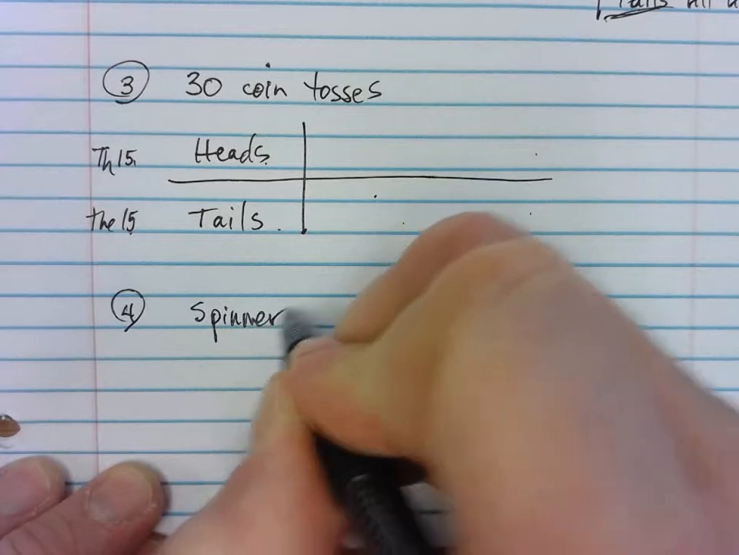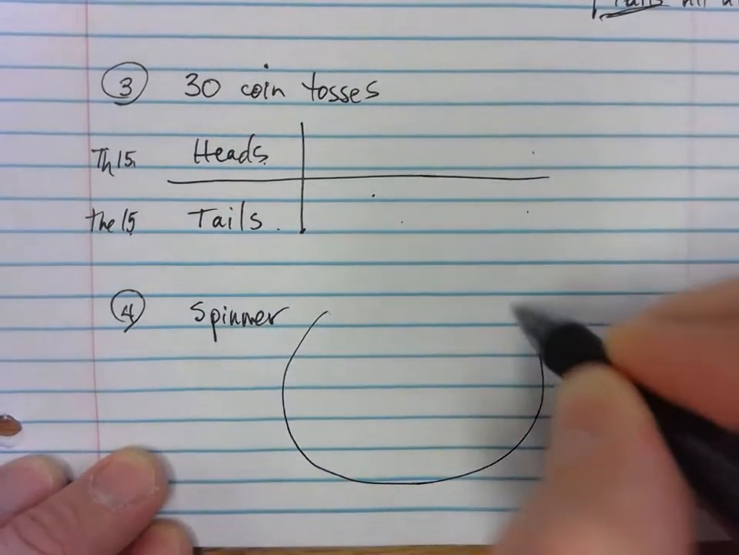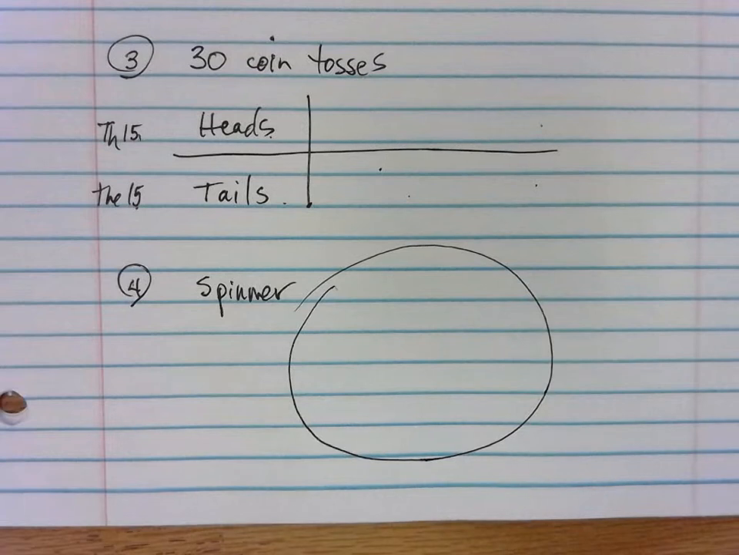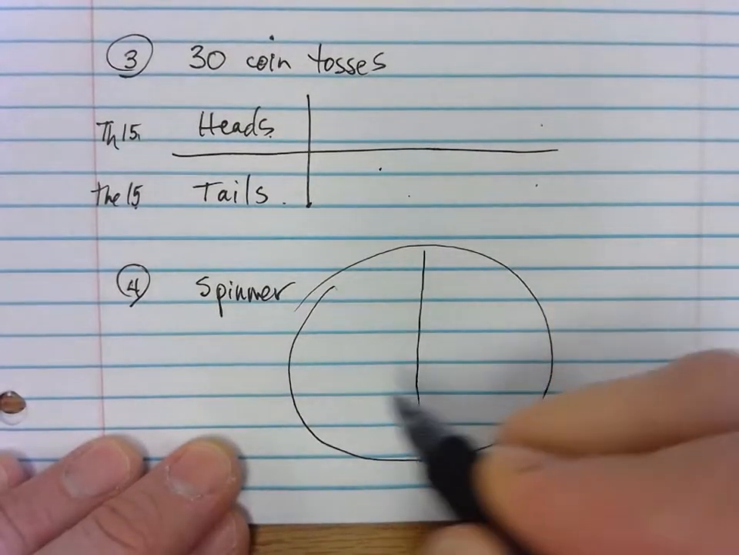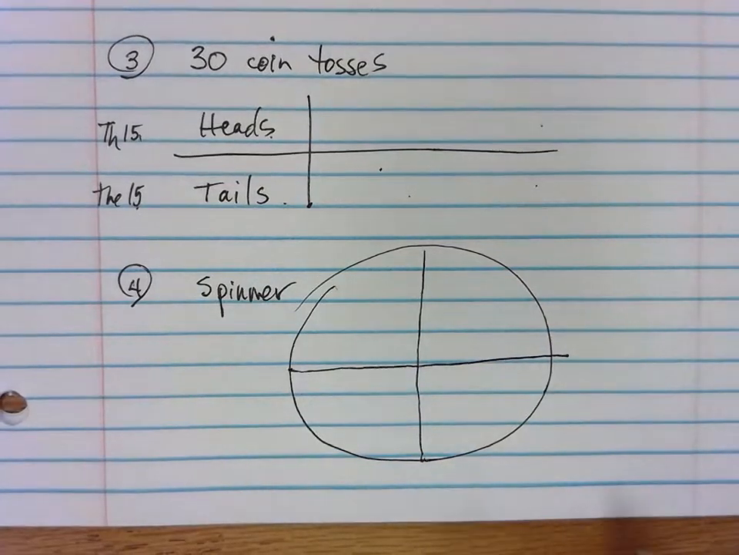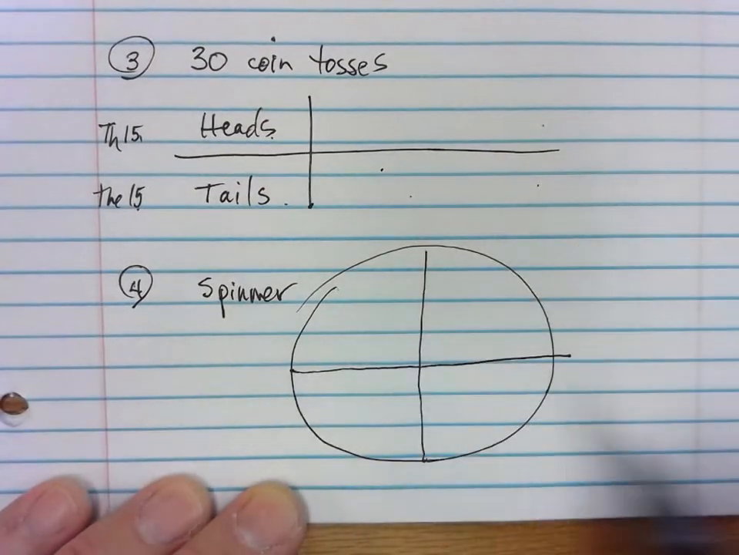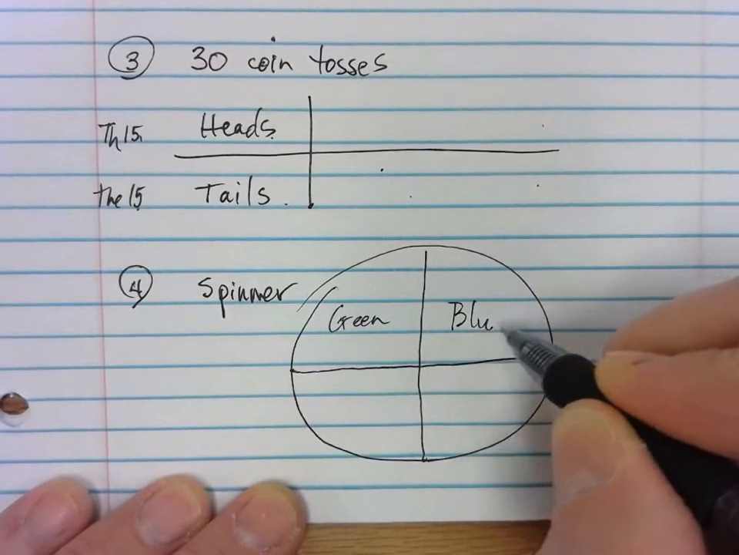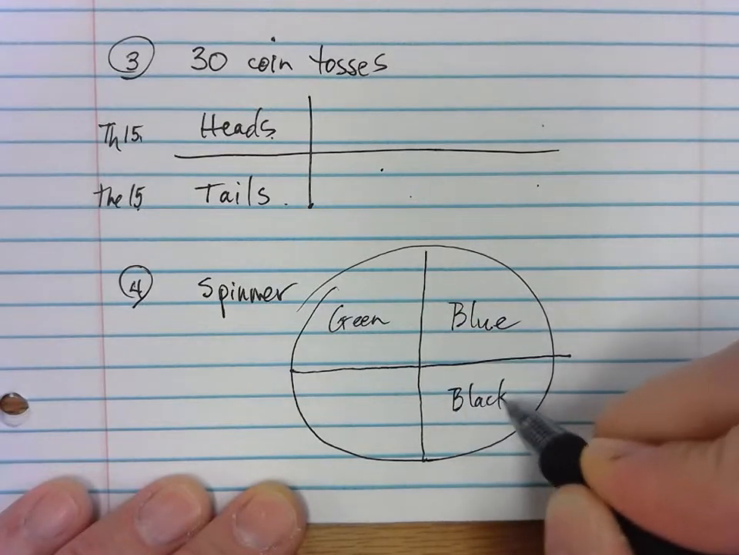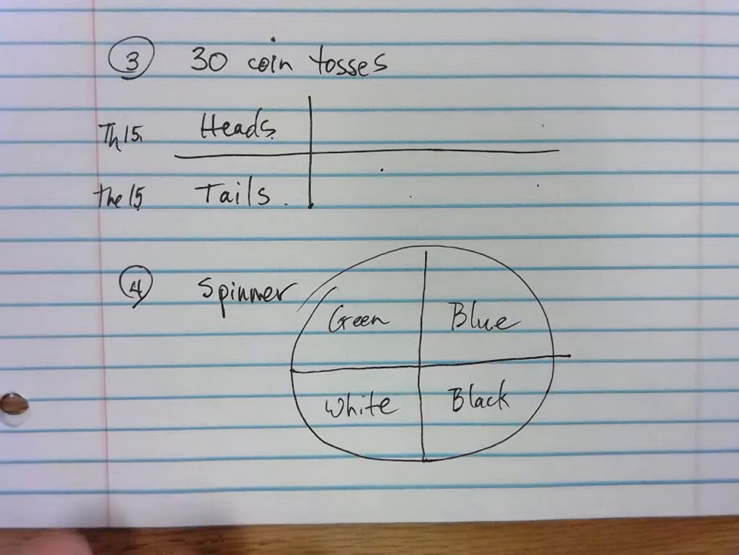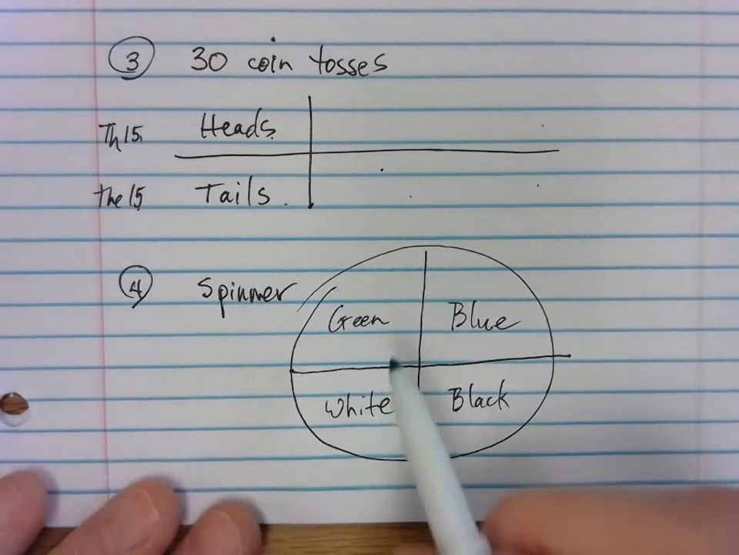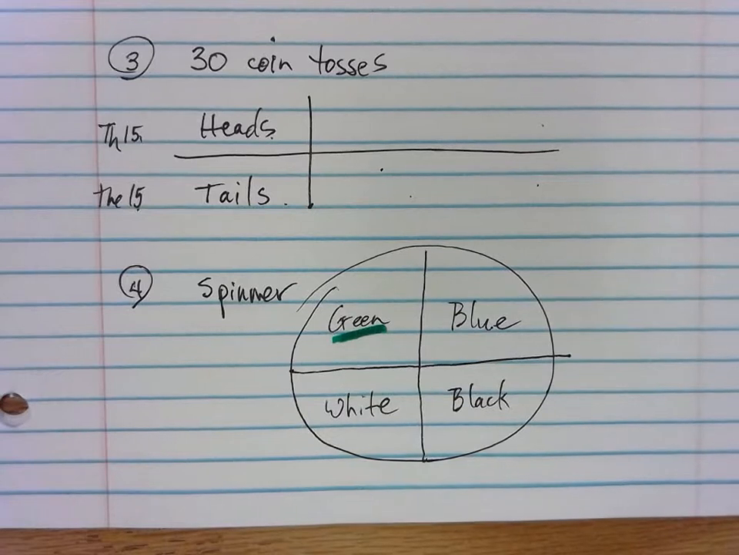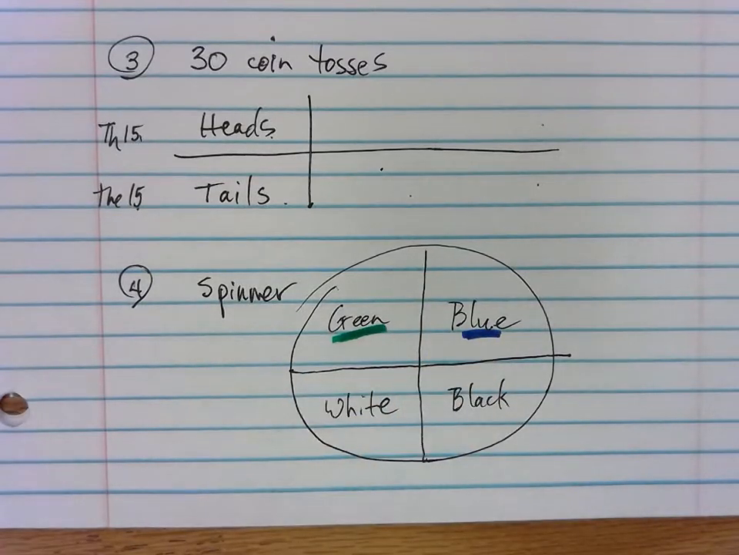Spinner. All right. So we're going to do 4 sections. I'm just going to draw me a little circle on there best I can. Okay? And I'm going to divide it up into 4 sections like so. Try to draw it in 4 equal sections. All right. I'm going to put a little color on here. So I'm going to say this one I'm going to do green, blue, black, white. All right, so those are my 4 colors. Okay, green. I'll even put a little green in there. There's green. There's blue, black, and white.